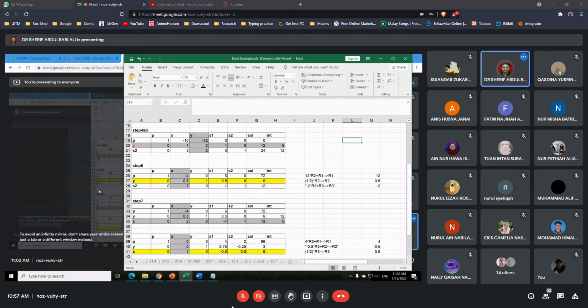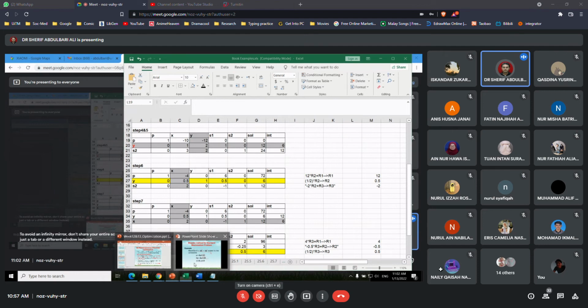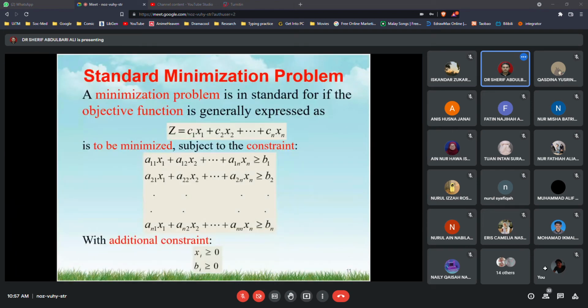Okay, so let me talk about the minimization problem. The minimization problem is the standard form if the objective function is to be minimized. So you can see this is the objective function. And also the same as the maximization problem, it has constraints. The only difference here is the sign, it's greater than or equal to a non-negative constant value. That's the only difference between maximization and minimization.